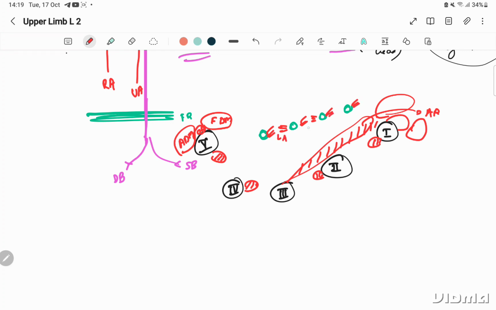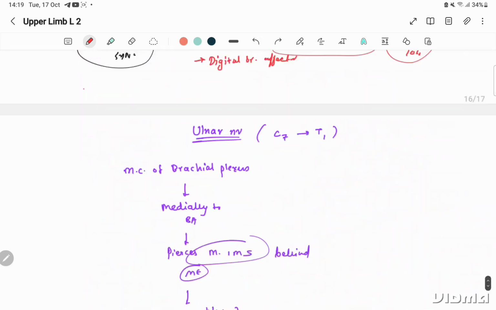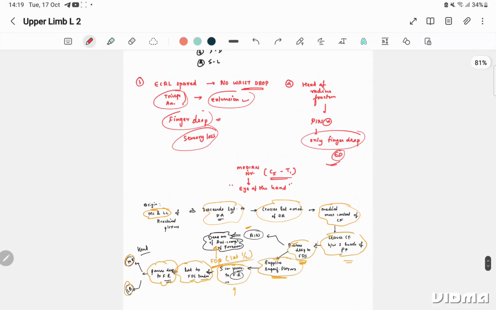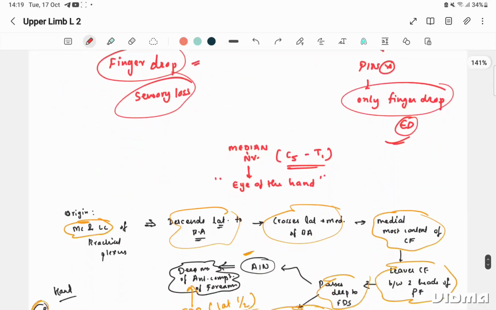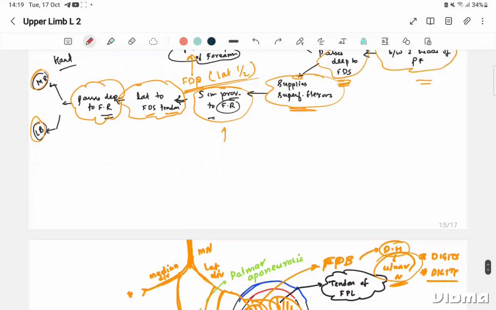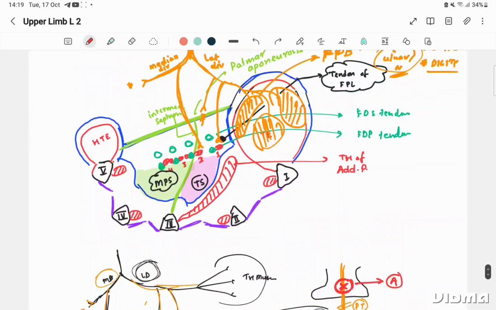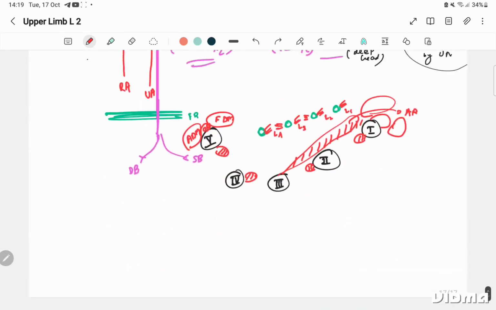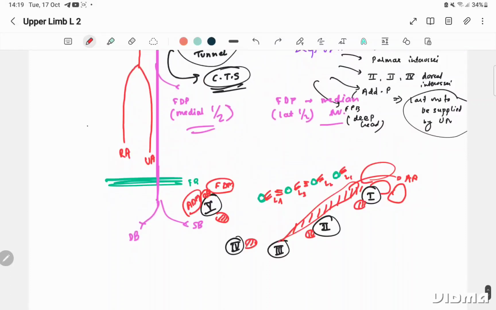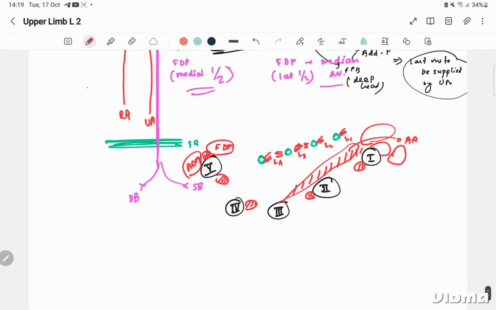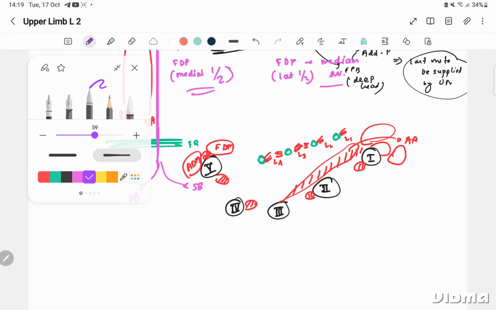Okay, this is L4, L3, L2, L1. L2, L1 are supplied by which nerve? Look here, I said the median nerve supplies the L1 and L2 lumbricals, but the L3 and L4 lumbricals should be supplied by the ulnar nerve. Okay, so let me draw the course of the ulnar nerve now, if you are ready with the diagram.